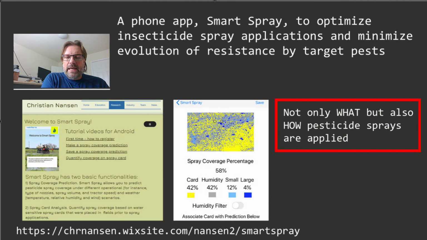If you're interested in actually using the phone app, either as an Android or iPhone application, or just read more about it, we have tutorial videos on my website in the section called Smart Spray. And then you can try it out for free and recommend it to others if you think it's useful. What we really illustrate with this phone app is that it's not only what you spray, but it's particularly how you spray it and how you can optimize that. And we think that is critically important in the responsible and correct way of using pesticides.